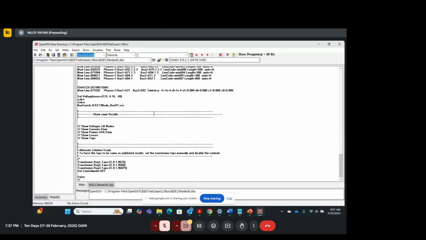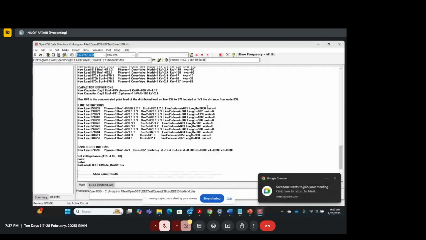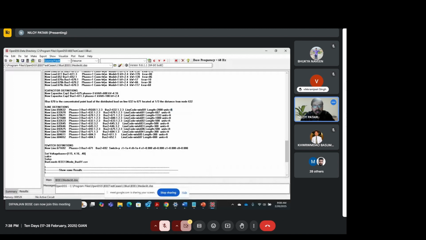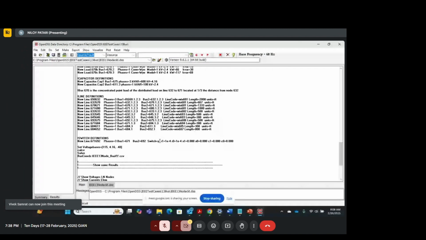So once you define all these lines, here length is 2000 feet, right? And then you have kept the unit as feet, so it will automatically convert that with respect to mile and feet and everything. Then you have a switch which is kind of connected. Switch is yes, so that means it is enabled.